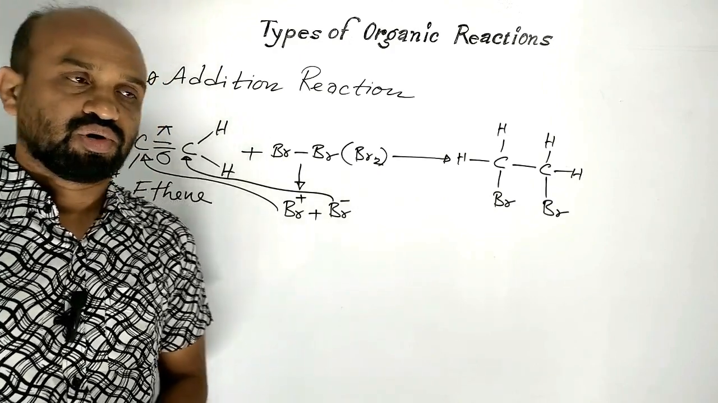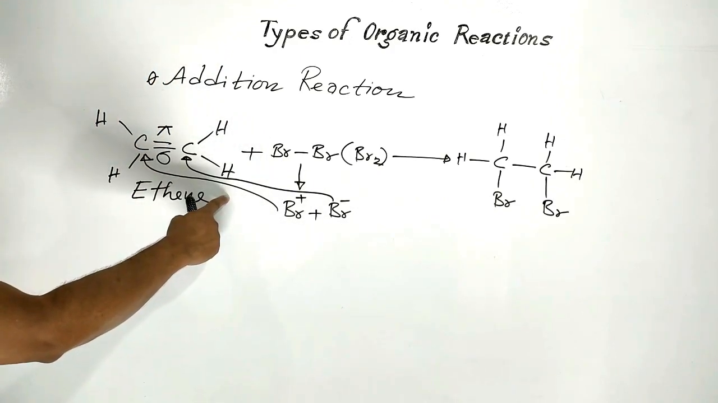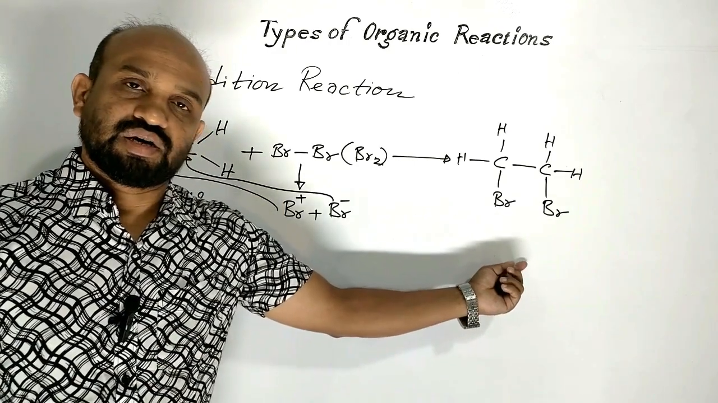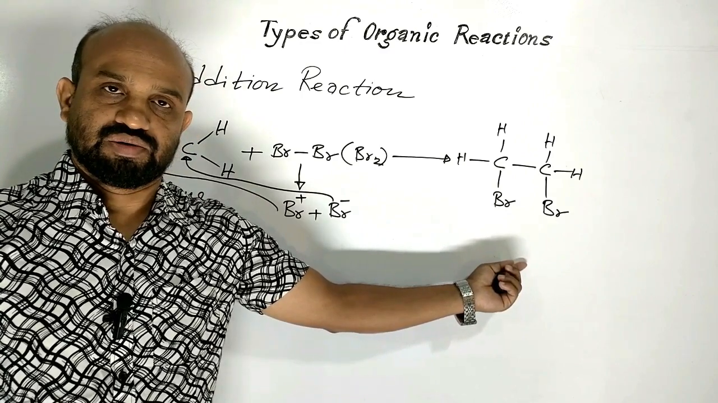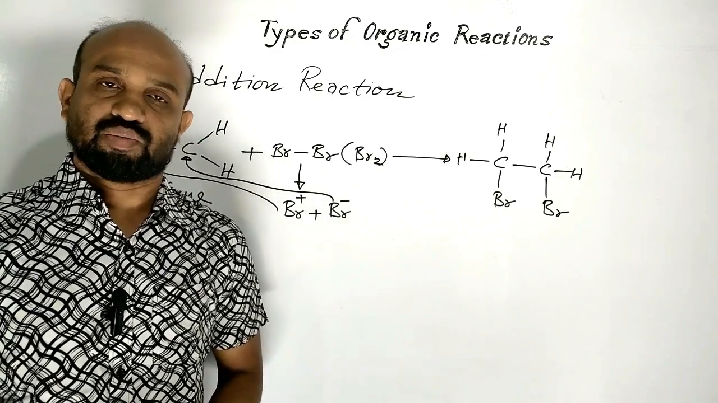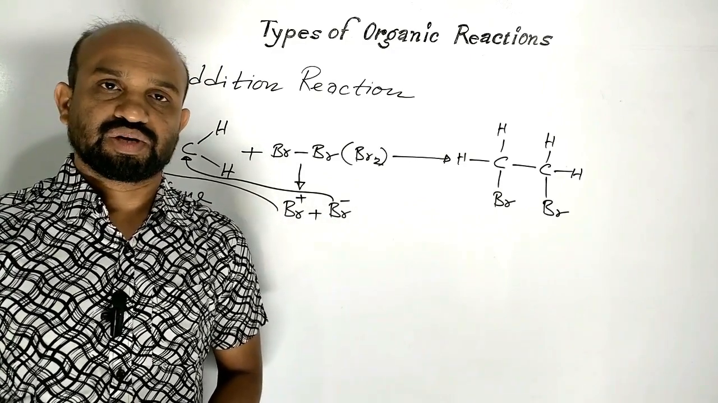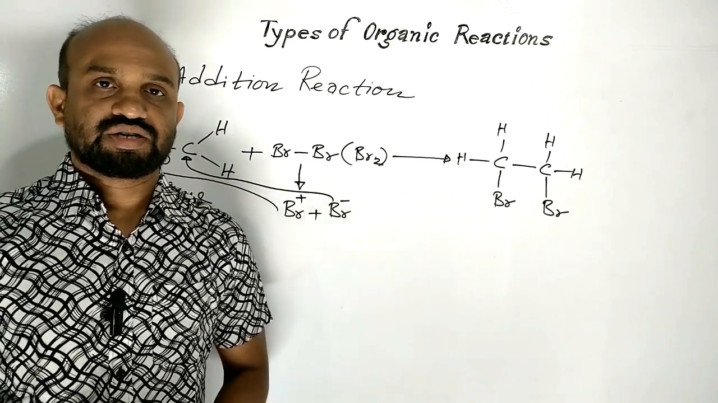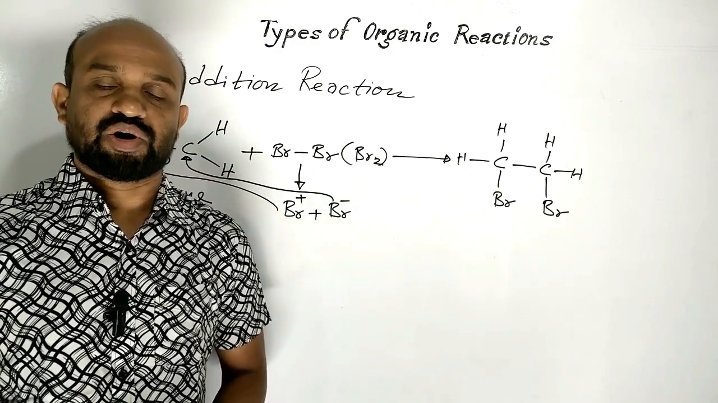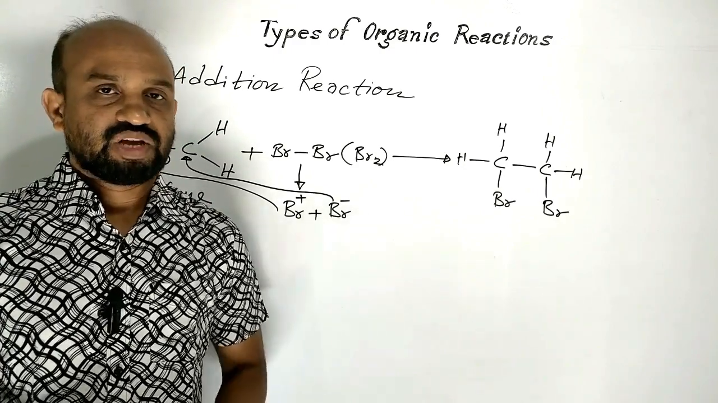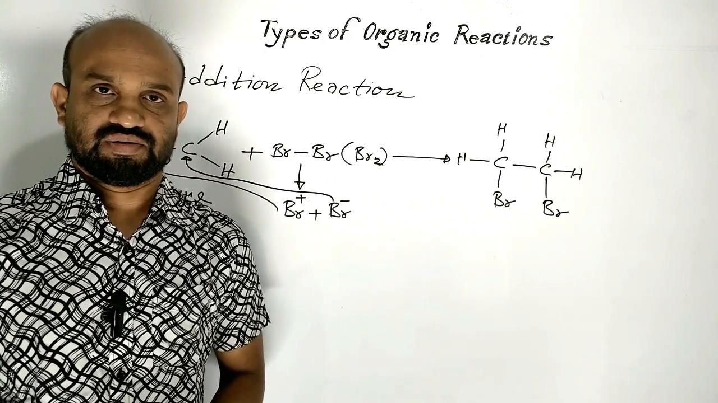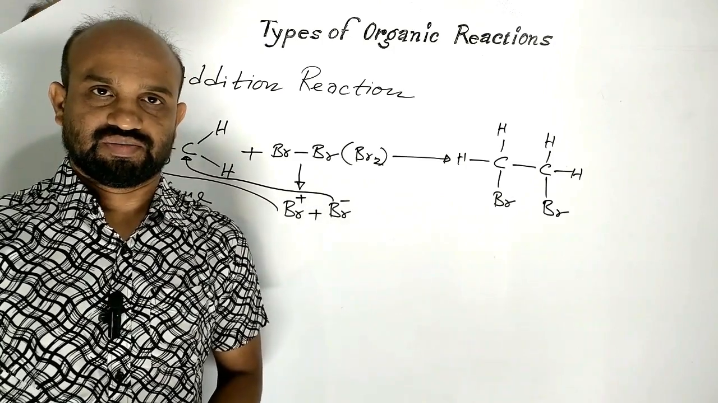This is one example of addition reaction because here these two compounds combine together and a new compound is formed. Definition of addition reaction: the reaction in which two compounds combine together and a new compound is formed is known as addition reaction. Addition reaction occurs in compounds with pi bond. One pi bond disappears and two sigma bonds appear. Let's move on to the next reaction.